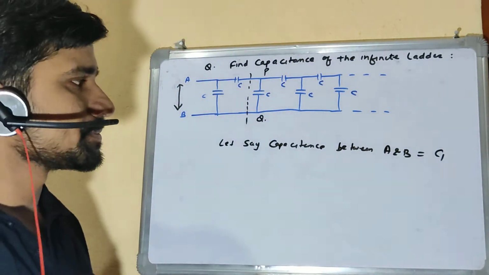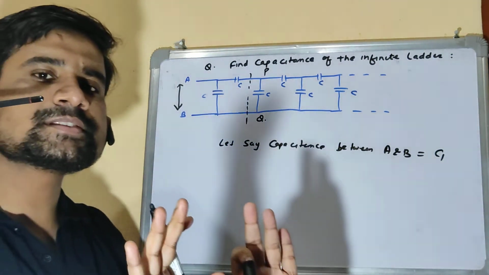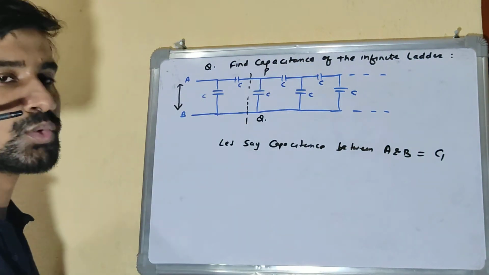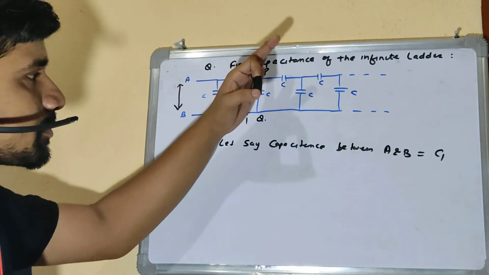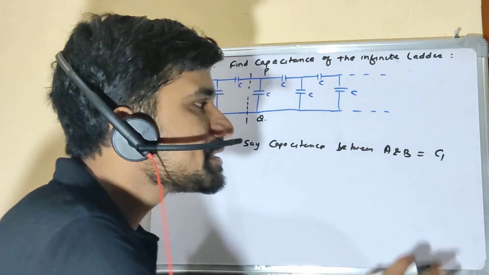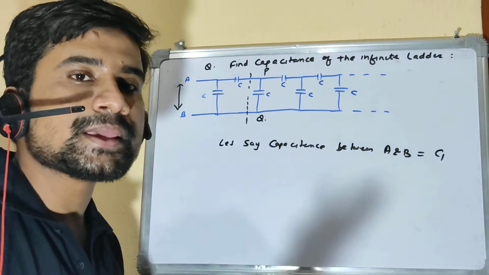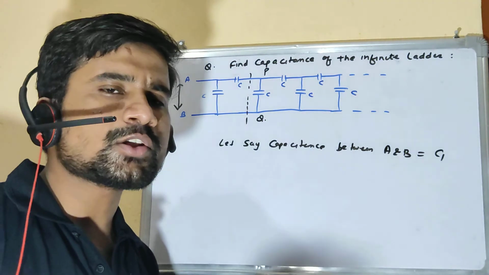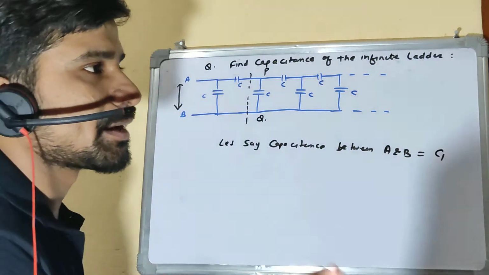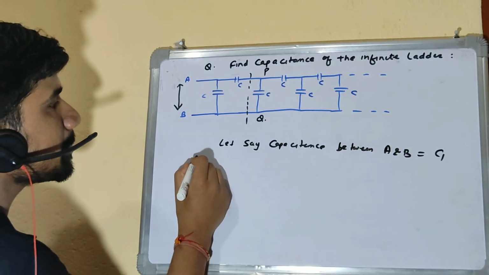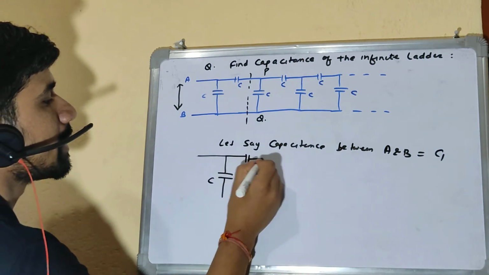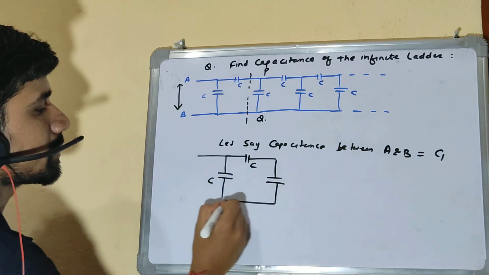But if I skip just one of this pattern which is repeating infinitely, and I find the capacitance between P and Q, that should still be C1, because taking one out of infinity won't make any difference. So if I draw it diagrammatically, this circuit can become something like this is C, this is again C, and this becomes C1, right?